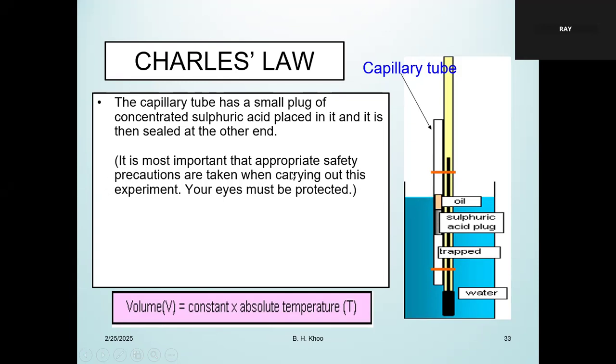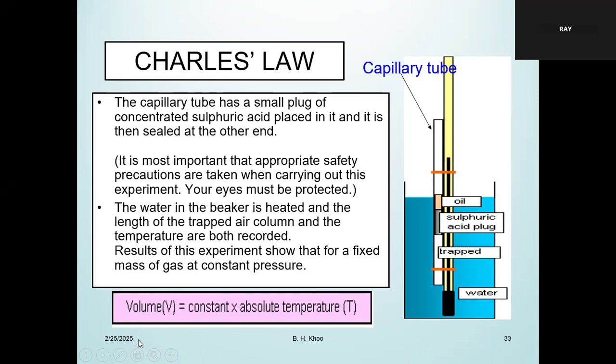It is most important that appropriate safety precautions are taken when carrying out the experiment. You are dealing with water, you are dealing with glass, you have to wear gloves when handling it. Water in the beaker is heated, and the length of the trapped air column and temperature are both recorded. The result of the experiment shows that for a fixed mass of gas at constant pressure, volume is proportional to temperature. That's what you can show from your experiment.